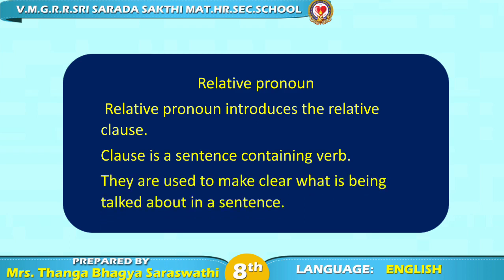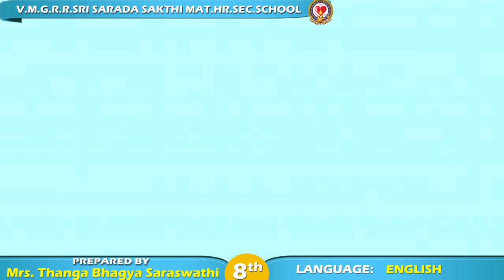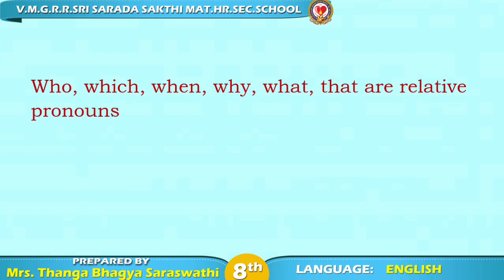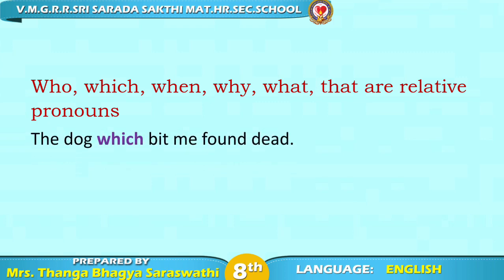They are used to make clear what is being talked about in a sentence. So a sentence gets clarified by using the relative pronoun. Let us have the relative pronouns: who, which, when, why, what, that. These are relative pronouns. The dog which bit me was found dead. Here, which refers to the dog.